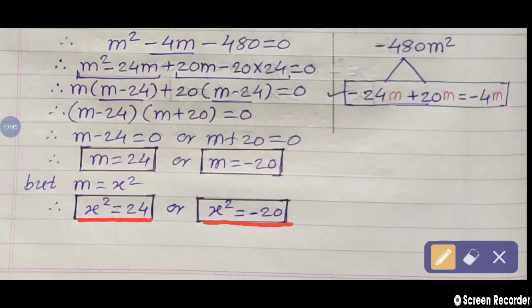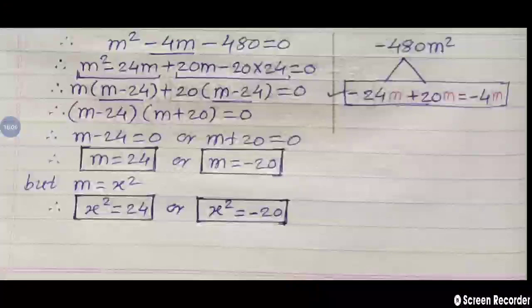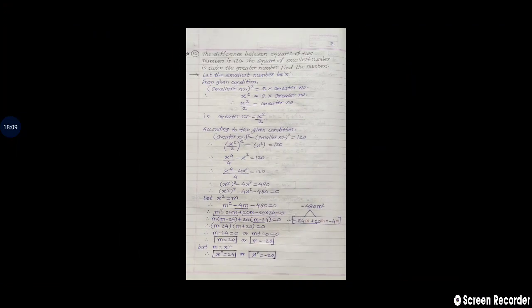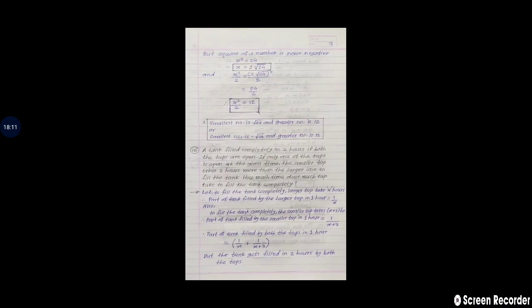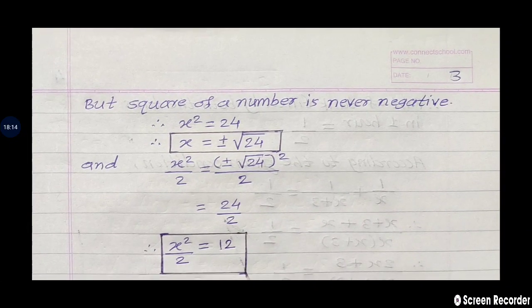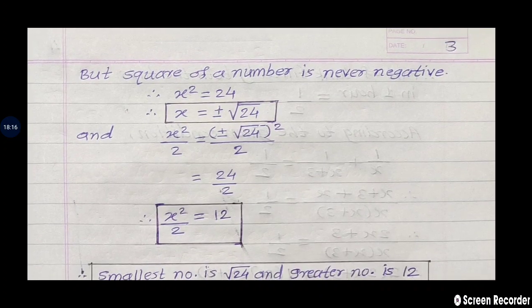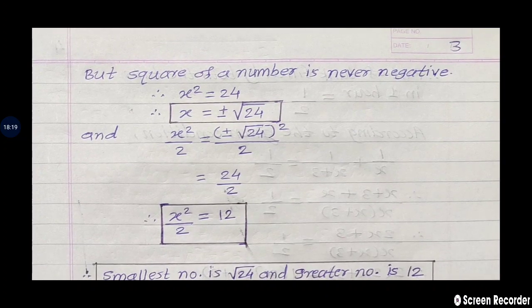So all of you know the concept that the square of a positive number is positive as well as the square of a negative number is also positive. So is it possible? We are making the square of this value x, and we are getting the answer minus. So the answer is no. So this value we omit here. So only one value remains. Now see that sentence we are writing in our next step. But the square of a number is never negative, and that's why only one value remains. x square is equal to 24.